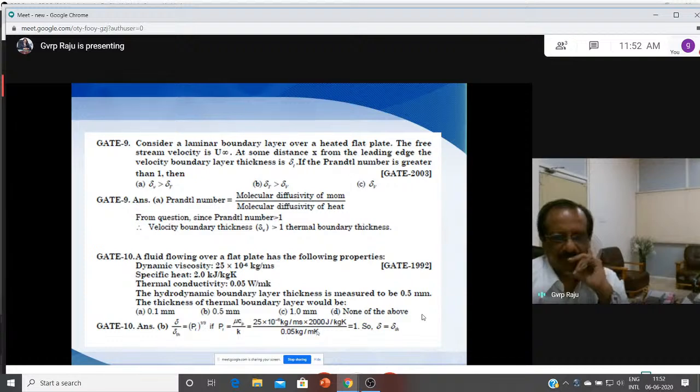Specific heat is 2000. I mean actually 2 kilojoules here, and you can convert it into 2000 J by kg K. And K he has given as thermal conductivity 0.05. So try to remember this equation, you can solve this problem. So this is equal to 1. When it is equal to 1, delta is equal to delta thermal. So that is the answer here. Answer is B. So this is the ratio of that.